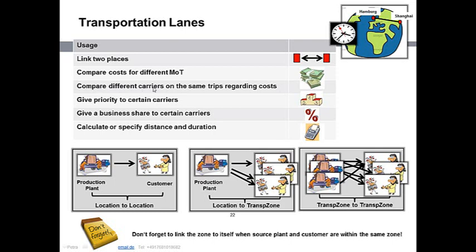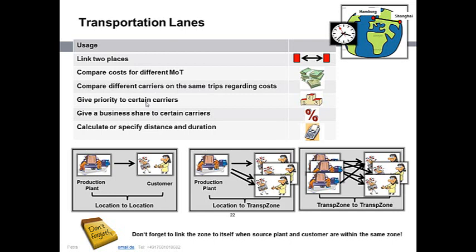Then you can compare different carriers on the same trips regarding cost. So this is new, because in LE you had one carrier on one route, and there was no way to compare different carriers on the same trip regarding costs. So this is a very interesting functionality for optimization, same with the mode of transport. Then you can give priority to certain carriers. You can say, this carrier, I want him to be priority 1 on the trip.